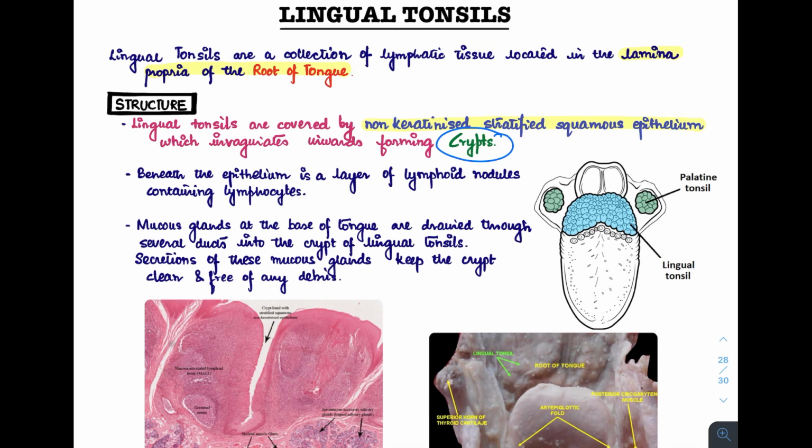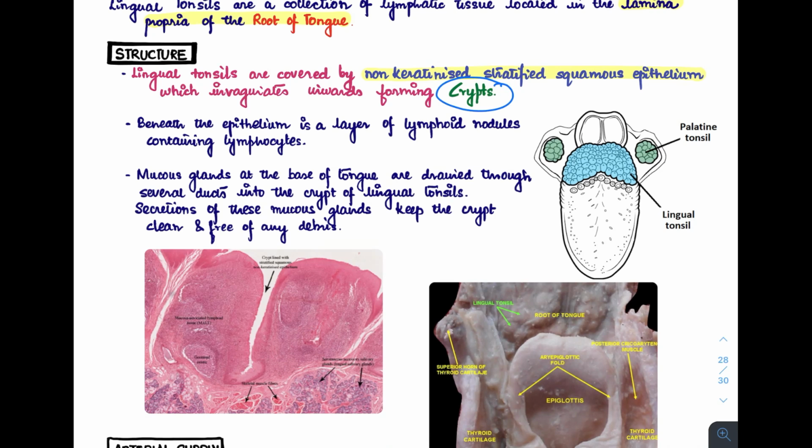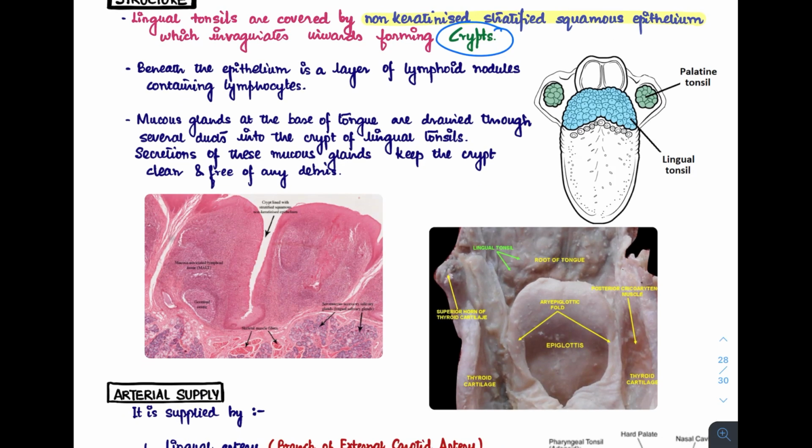Now, beneath this epithelium is a layer of lymphoid nodules which contains lymphocytes. The mucous glands at the base of the tongue are drained through several ducts into the crypts of the lingual tonsils. The secretion of these mucous glands keeps the crypts clean and free of any debris. As you can see from the structure here, this is the lining epithelium, the non-keratinized stratified squamous epithelium, and inside that lie all the lymphoid nodules.